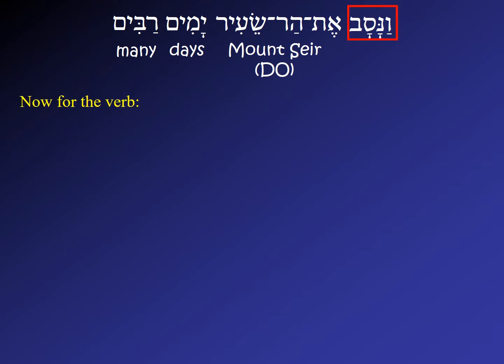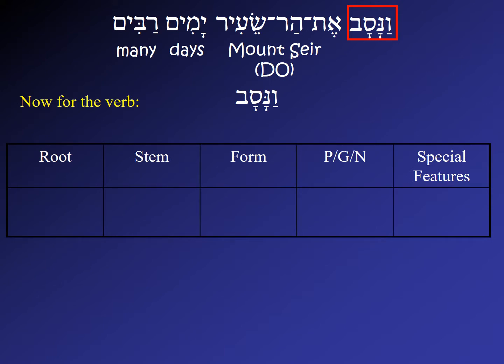That leaves us with our verb, va-na-sav. We can start to parse the verb. The most obvious place to start is with special features. Here we have our vav, patach, doubling, and so that indicates a vav conversive. And of course, once we know it's a vav conversive, we also know that it's prefix, and the prefix is this nun. So prefix, first common plural.